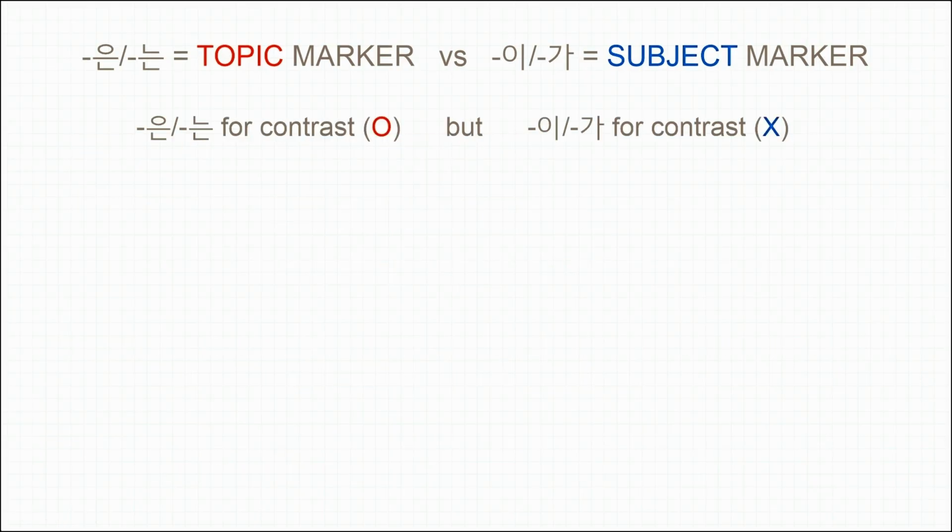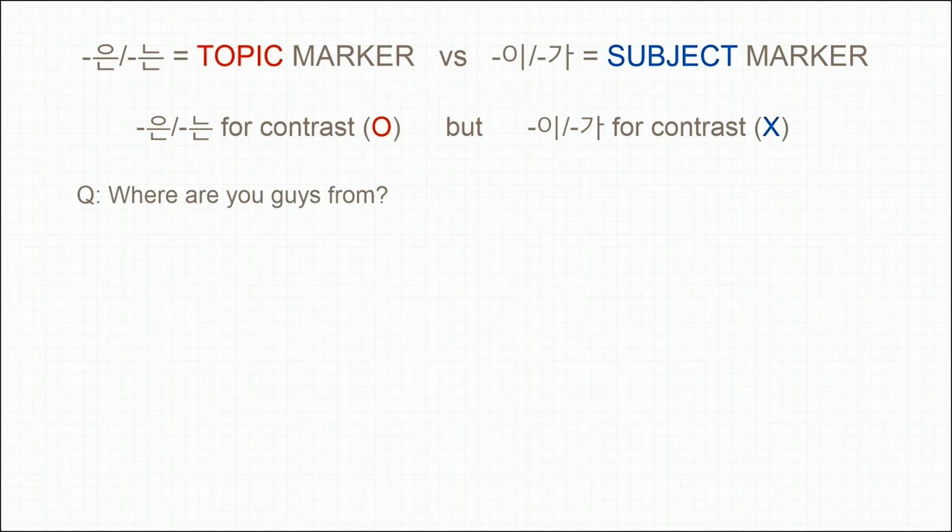Okay, now let's talk about an important function of 은는 and 이가. 은는 can have a contrastive function, but 이가 does not. Let's go back to our conversation to see this in action. Let's say another person joins the conversation, so now there are four of us. I'll refer to them as person A, B, and C.